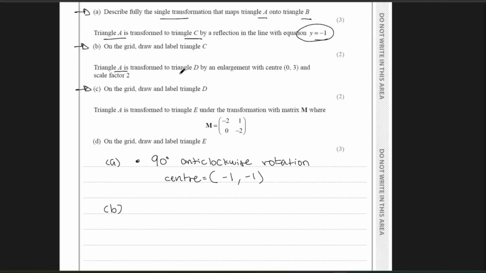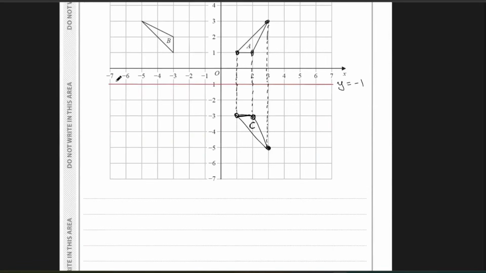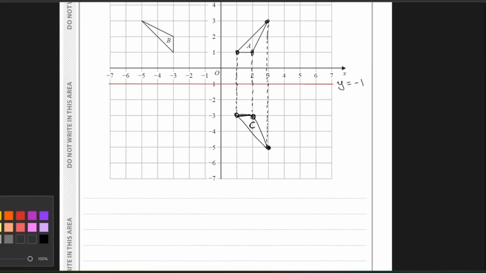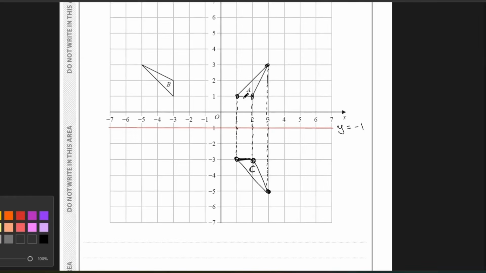Triangle A is transformed to triangle D by an enlargement with center (0, 3) and scale factor 2. Let's look at (0, 3) first. So let me use a different color for this question C. Where is (0, 3)? (0, 3) would be here. So from this point, triangle A would be enlarged. How do we do that?